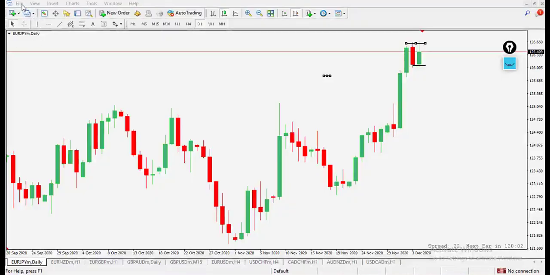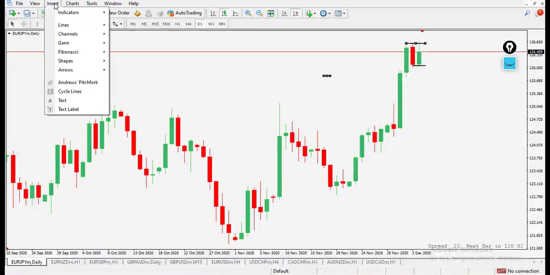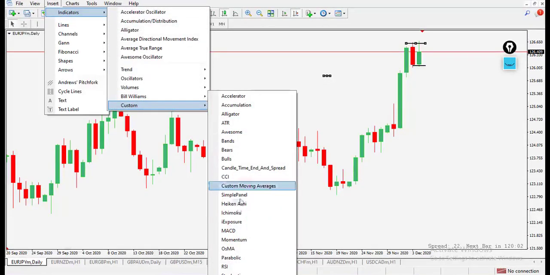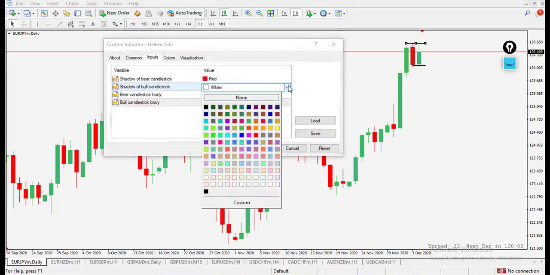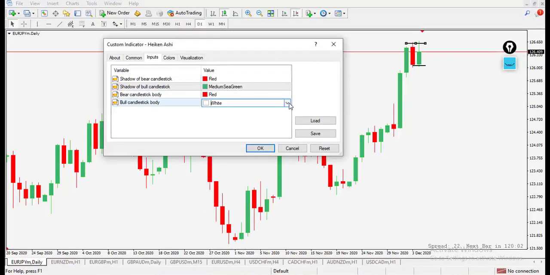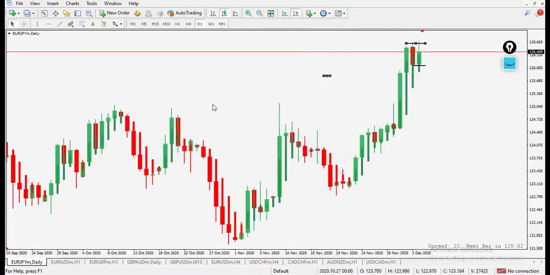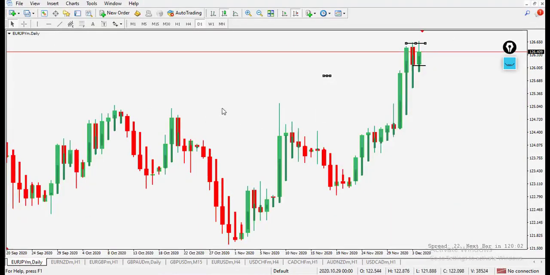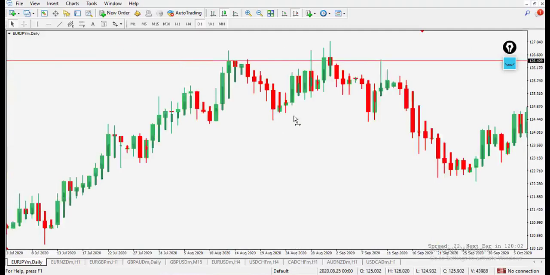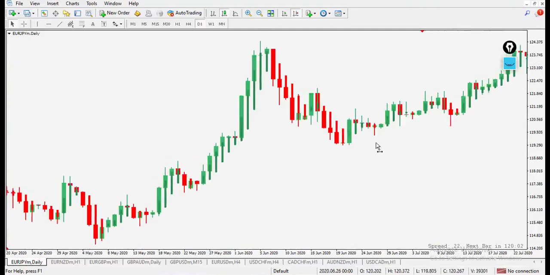To include the Heikin Ashi indicator on your MT4, go to Insert, Indicators, Custom Indicators, and then locate Heikin Ashi. Here it is, and you just change the candle colors. By default it is blue and white, but you can change it to red and green. Double click, select green, and hit OK, and this is what appears on your chart. This is quite different from what we have seen on the Babypips website, but I think you get the idea.